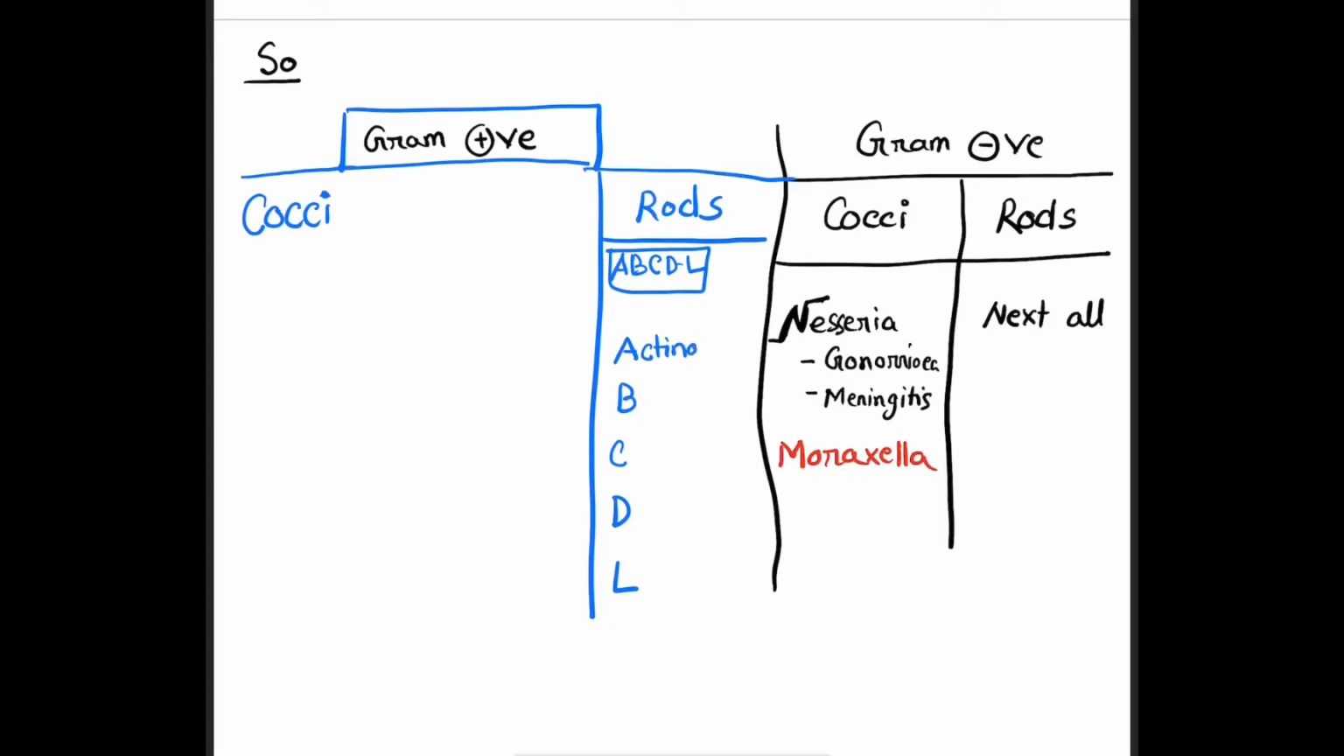So A for Actinomyces, and the B for Bacillus anthracis. Bacillus anthracis is rod, gram positive rod. And there is C for Clostridium. Three types of Clostridium there. And there is D for Diphtheria. Okay, and the L for Listeria. So these are the gram positive rods.